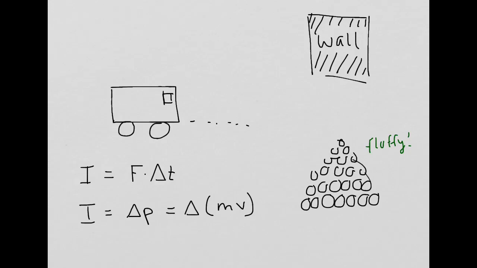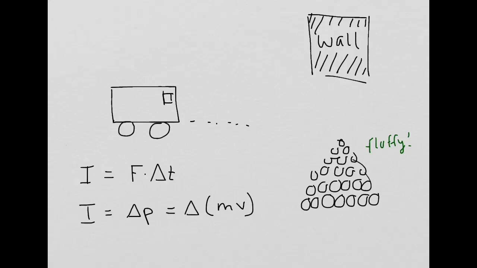Okay, so if I hit the wall, my impact time, the time it takes me to go from my initial velocity to a velocity of 0, is very short. It's a very abrupt stop. Well, if I hit the cotton balls, my impact time is sort of drawn out. It takes me a while to slow down to 0 velocity.